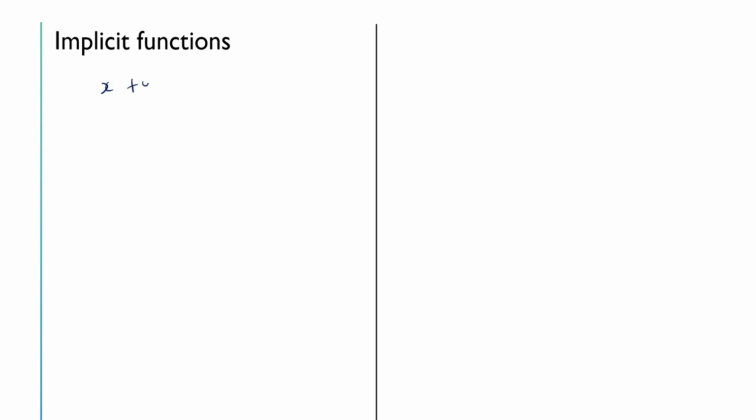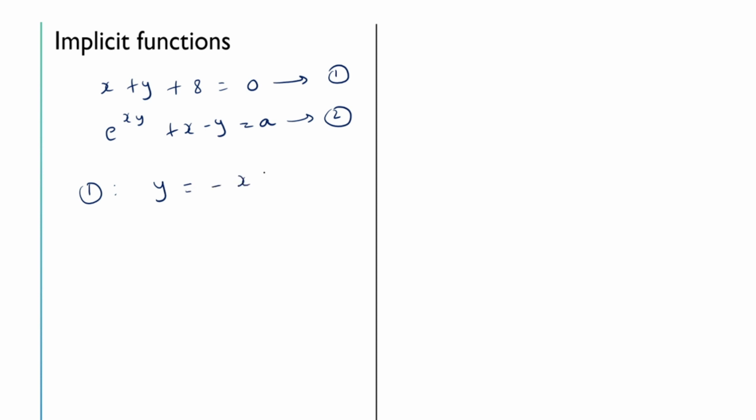Now, let us consider two equations: x plus y plus 8 equal to 0, and e raised to xy plus x minus y equal to say a, where a is a constant. Now, if we consider 1, we are able to write y is equal to minus of x plus 8. When we can express y explicitly as a function of x, then such functions are called explicit functions.